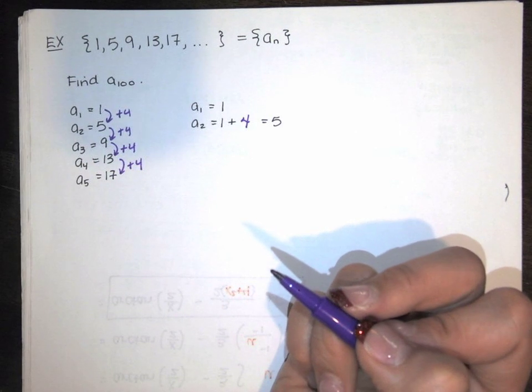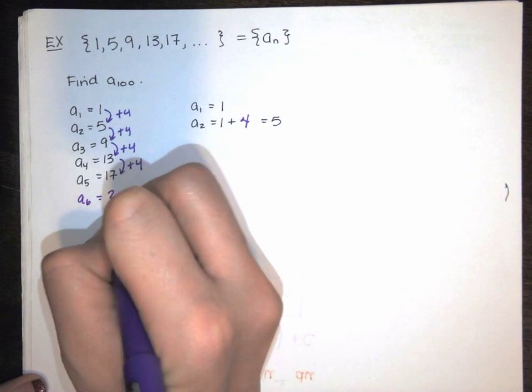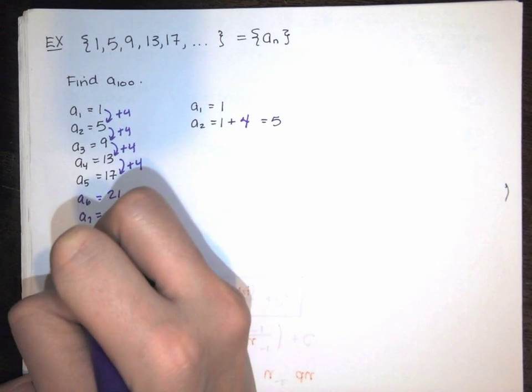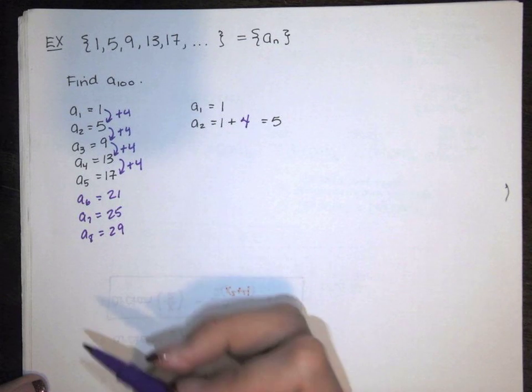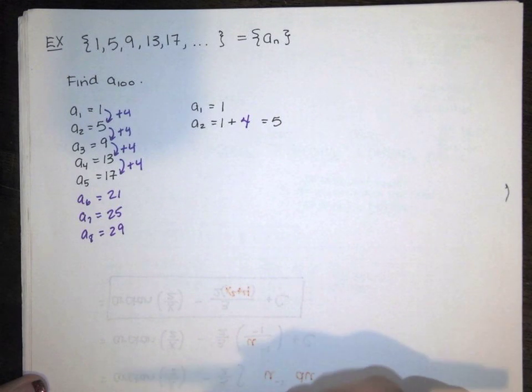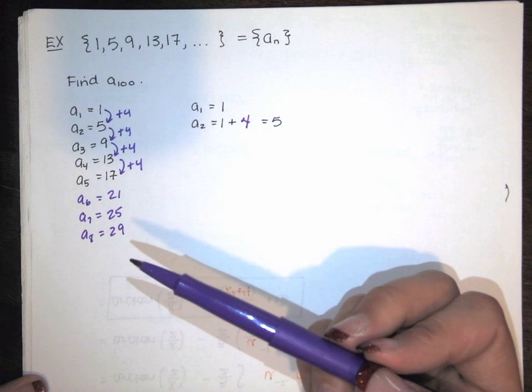I say, okay, well, what's the pattern? I mean, I know the next one, a sub 6, I just add 4. And a sub 7, add 4 again. A sub 8, add 4 again. I don't want to go to 100 though, guys. I know, I sound like I'm whining. I am a little bit. I don't want to have to do that 95 more times to get to a sub 100.